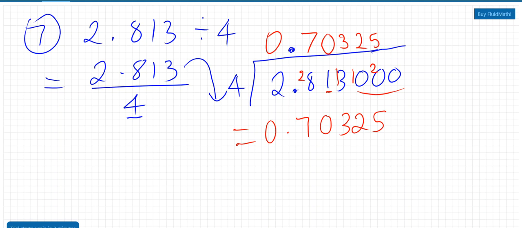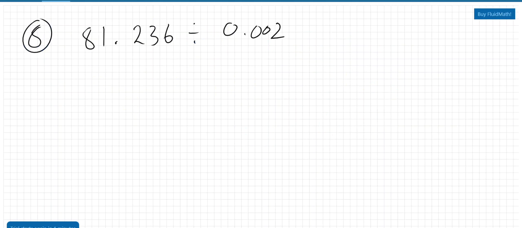And I stopped at this 0 here. So this is a terminating decimal. And don't forget, if you didn't have that 0 in there, then you've made a mistake, okay? Okay, for our next question, we are dividing again.